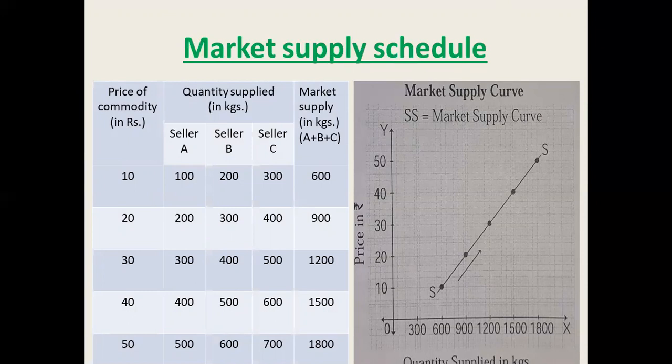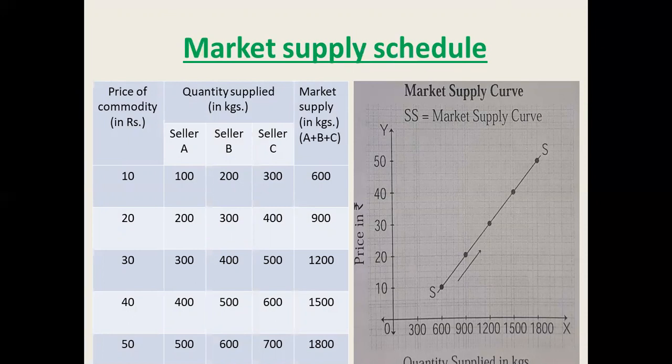So the market supply curve is a graphical representation of the market supply schedule. The OX axis measures the quantity supplied in kilograms and the Y axis measures the price in rupees. See, SS is the supply curve whose slope is upward from left to right. It also indicates the direct relationship between price and market supply. The supply curve slope is positive. It's a linear curve, going upward from left to right. So this curve also explains the direct relationship between price and supply.